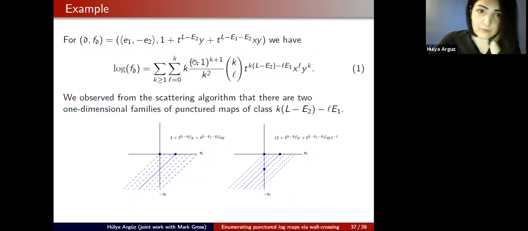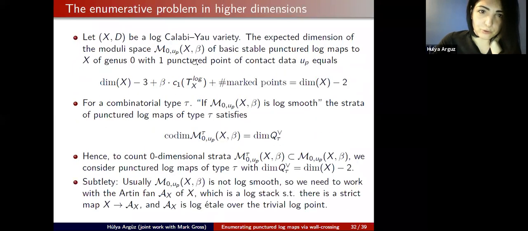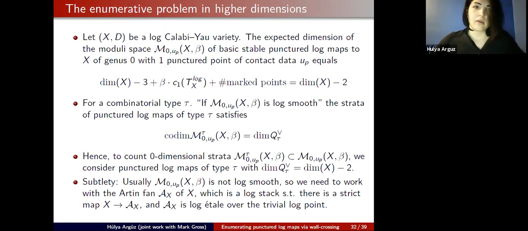I have 5 minutes. I apologize, it will be quick. So when you define punctured log Gromov-Witten theory, I will tell the enumerative problem these solve.